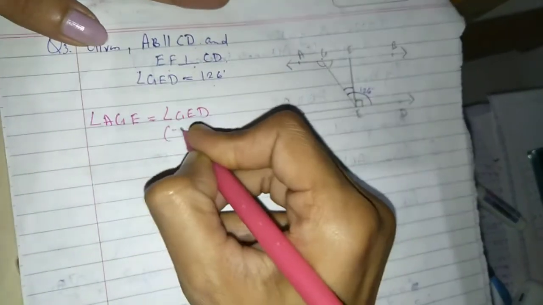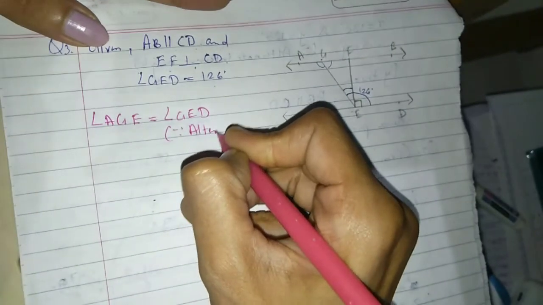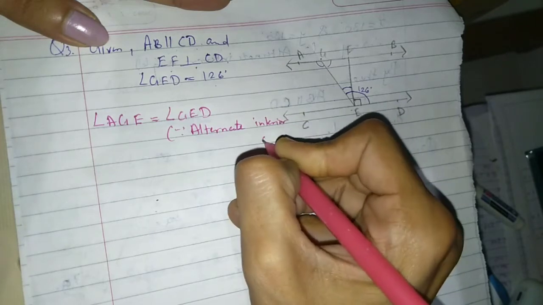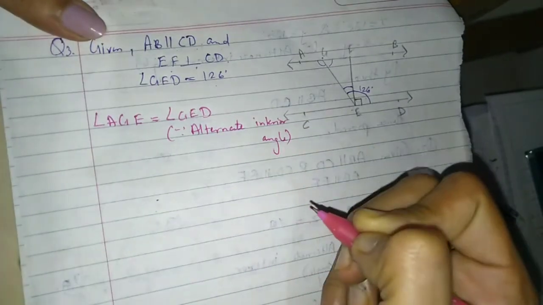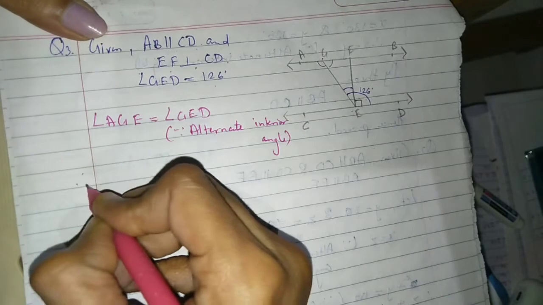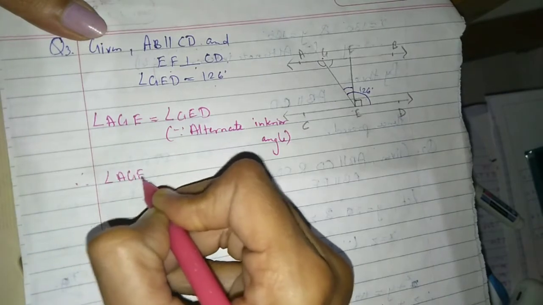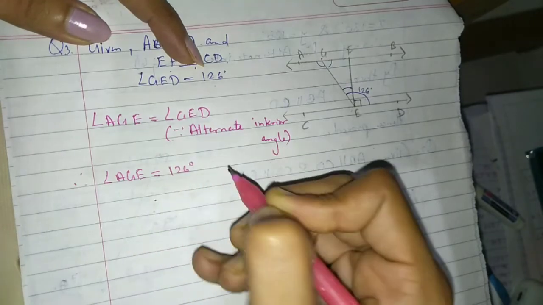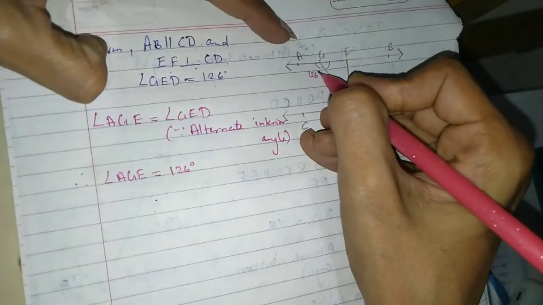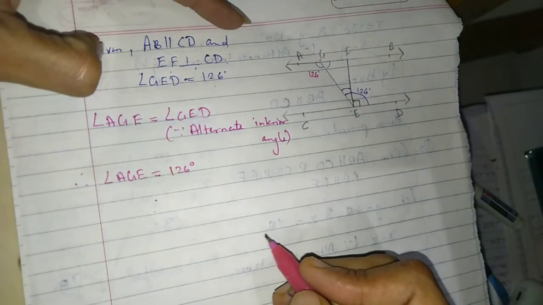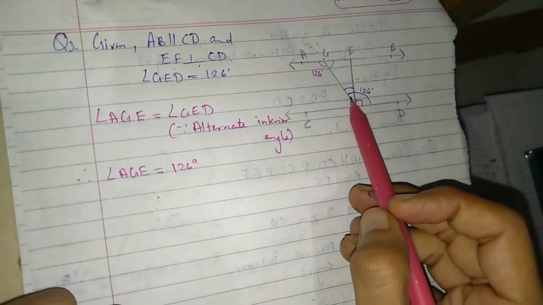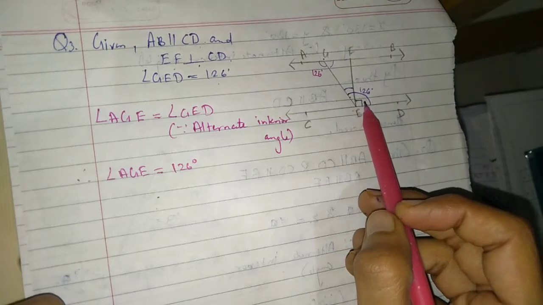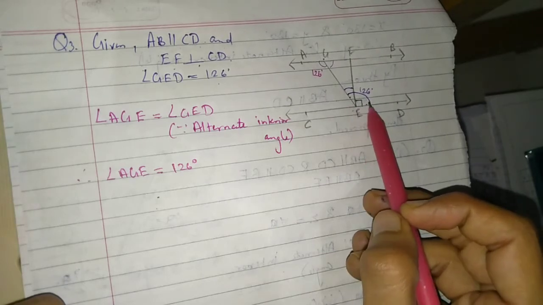GED. Why? Alternate interior angle. Okay. So therefore angle AGE, which is equal to GED, is 126. Now this we find as it is 126. Okay. Now here one angle is 90 degree. This is 90. Whole angle is 126.